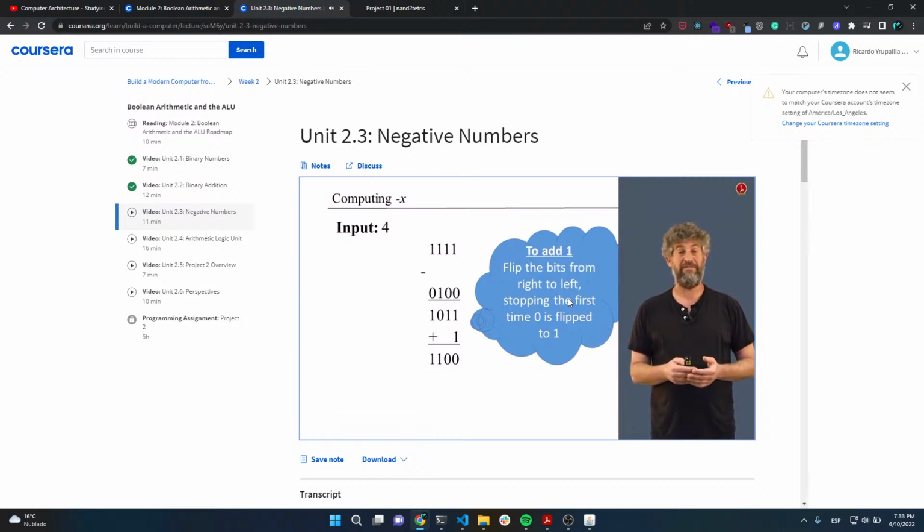And again, if it's 0, you turn it to 1. If it's 1, you turn it to 0, but you need to keep on going because you have another carry. So in general, for the special case of adding 1 to a given number, you start from the rightmost bit, you keep on flipping bits until you reach a 0 that you flip to 1, and at that point you stop.